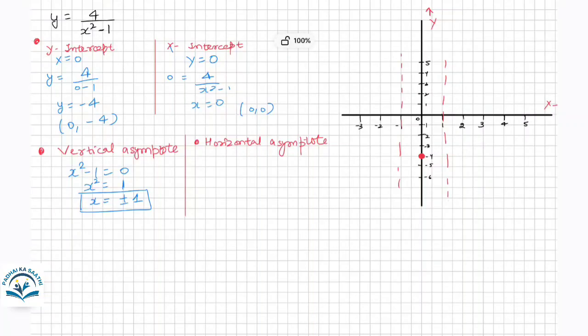In this question, the next step is to find the horizontal asymptote. For that, you have to check the degrees. In this case, the numerator is x to power 0 and the denominator is x raised to power 2. It means the numerator degree is less than the denominator degree. So there will be no horizontal asymptote in this equation.